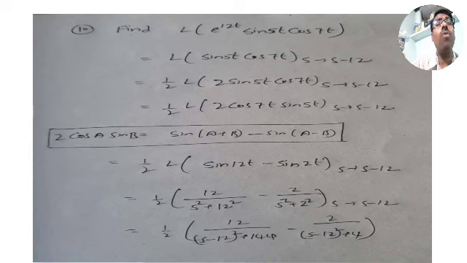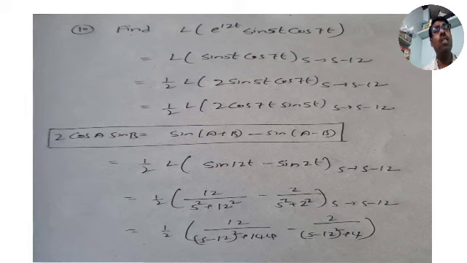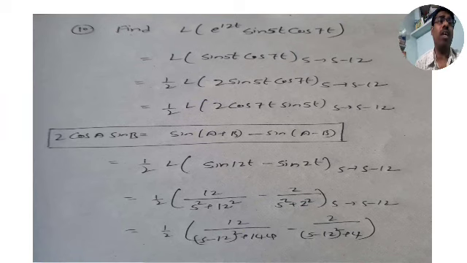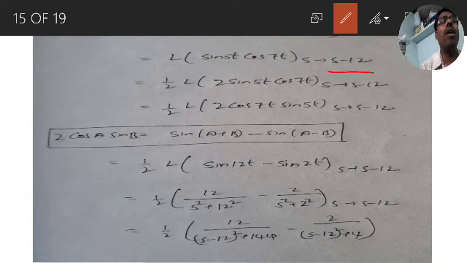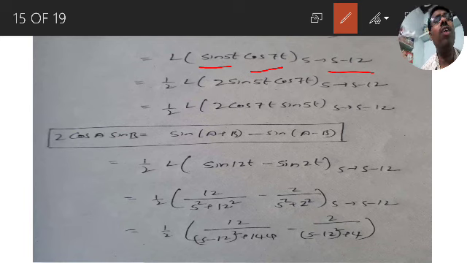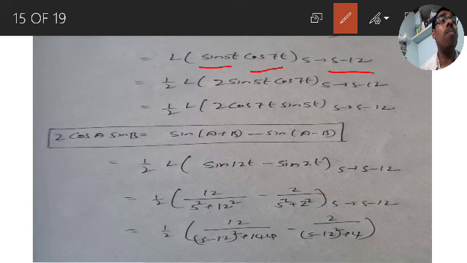L of e power 12t into sin 5t into cos 7t. Same, only the change in the formula, that's it. Everything is the same. Now it is multiplied by e power 12t, that is multiplied by e power at. If it is multiplied by e power at, replace s by s minus a. Now replace s by s minus 12 by first shifting theorem. Sin 5t into cos 7t, sin a into cos b, multiply and divide with 2.